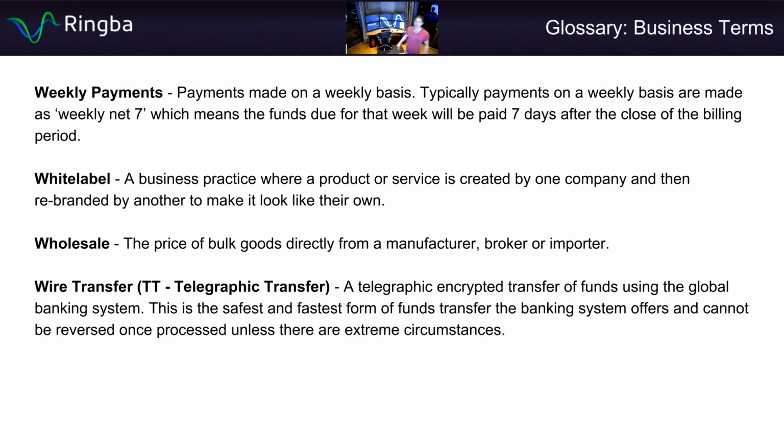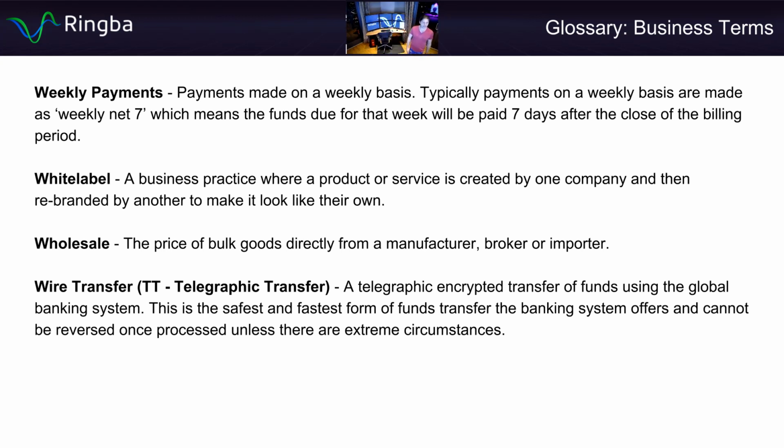And white labels are awesome. It makes you look really great, like you have your own technology platform and control of your own business and a seamless brand experience throughout, and you don't have to make any investments in actually building the platform. Wholesale, this is the price of bulk goods directly from a manufacturer, broker, or importer. Anytime you're going direct, you're getting something for wholesale. And typically, when you buy a lot, you get cheaper prices. You're buying business to business.